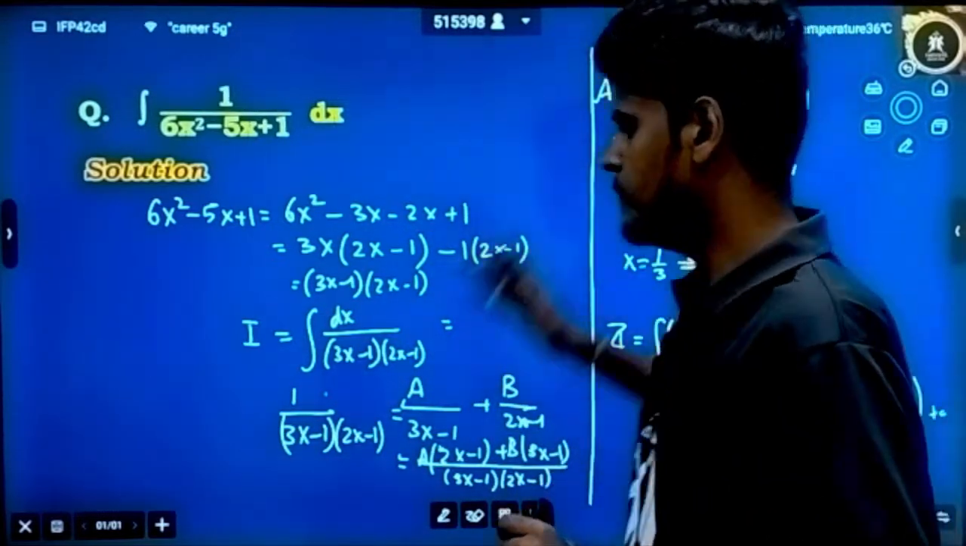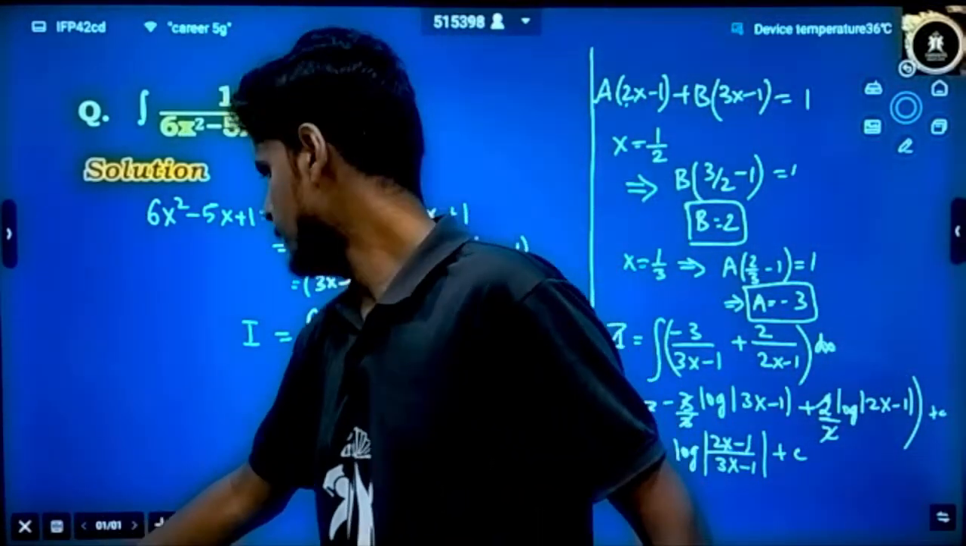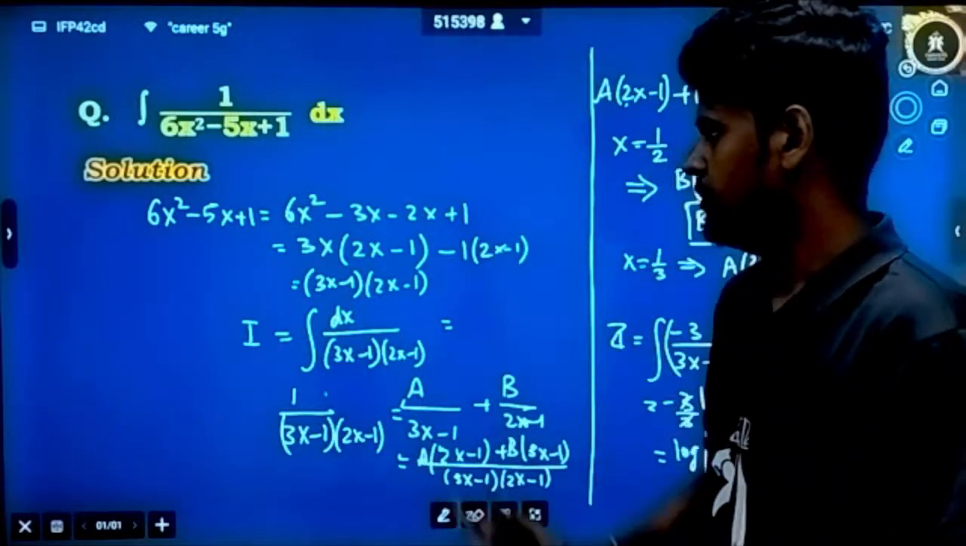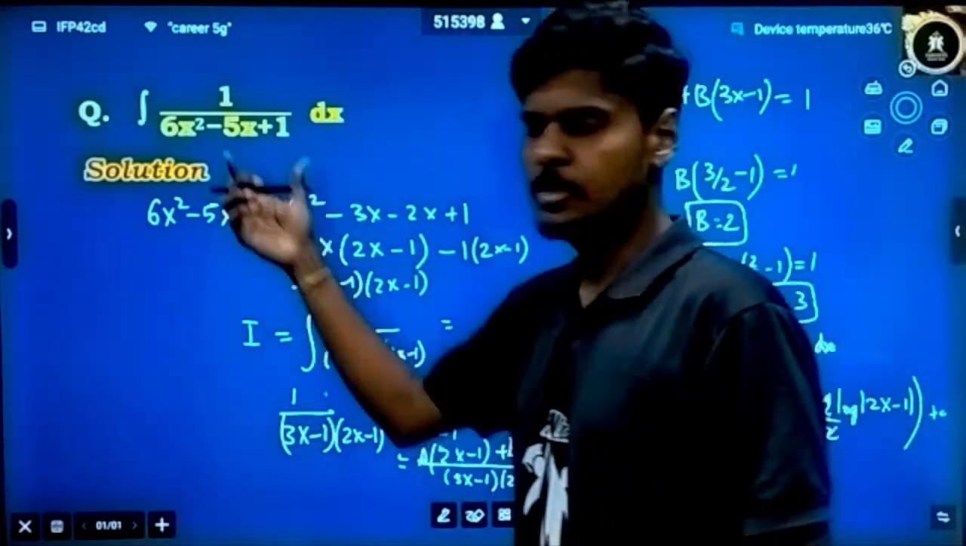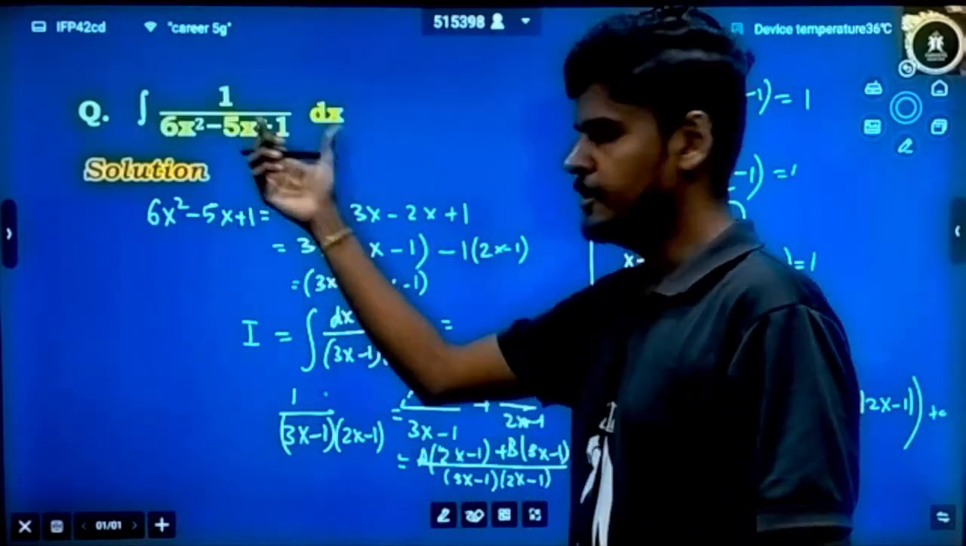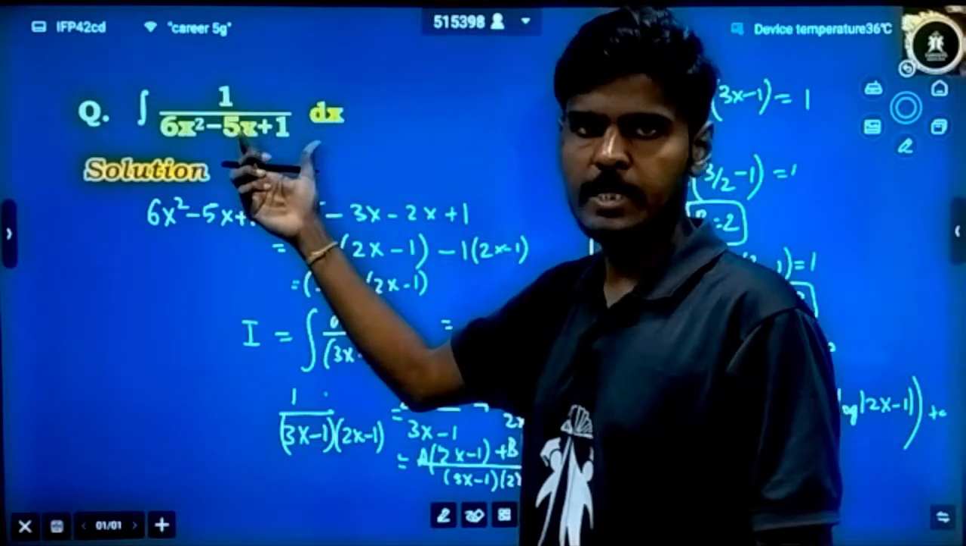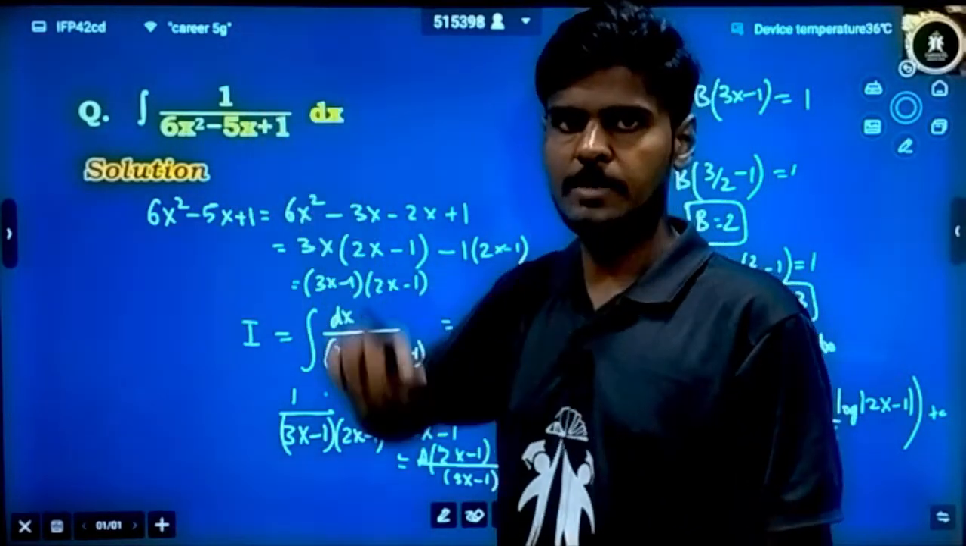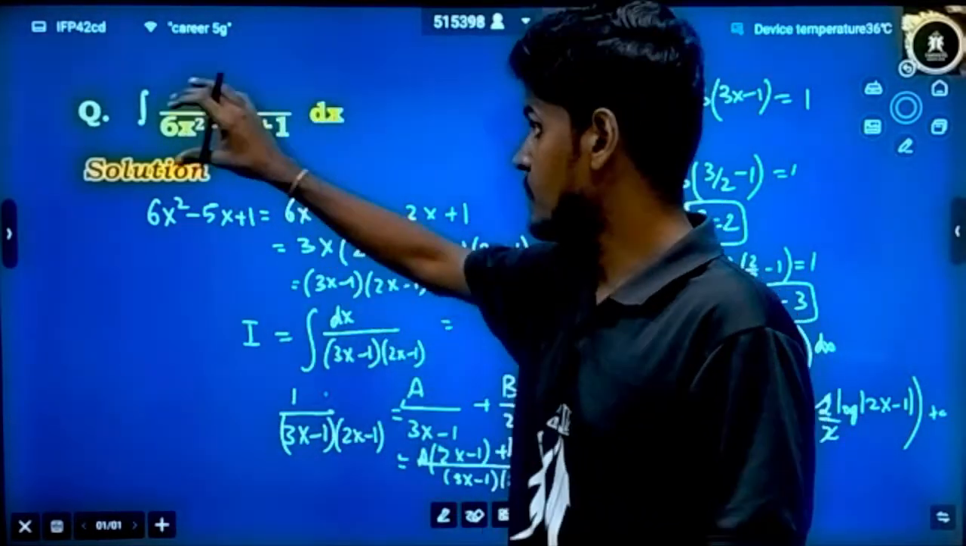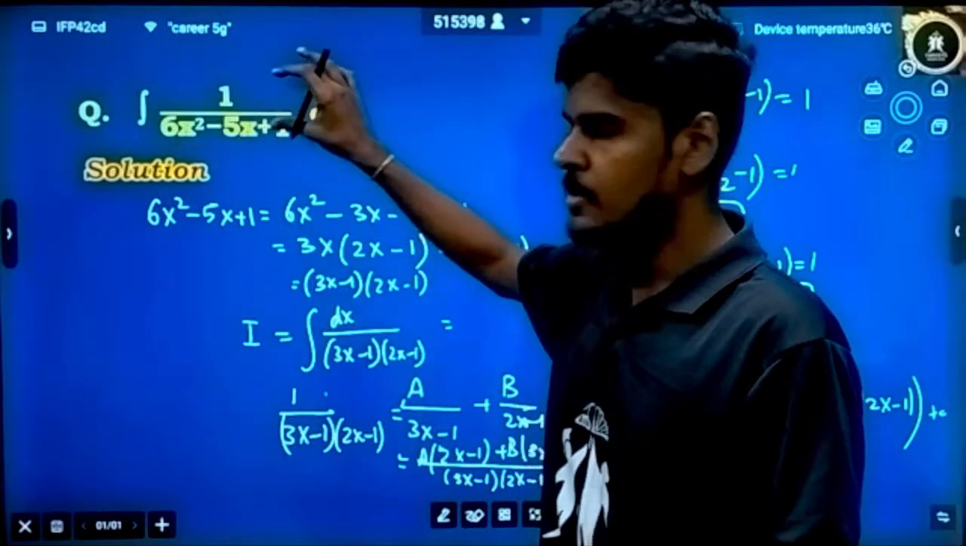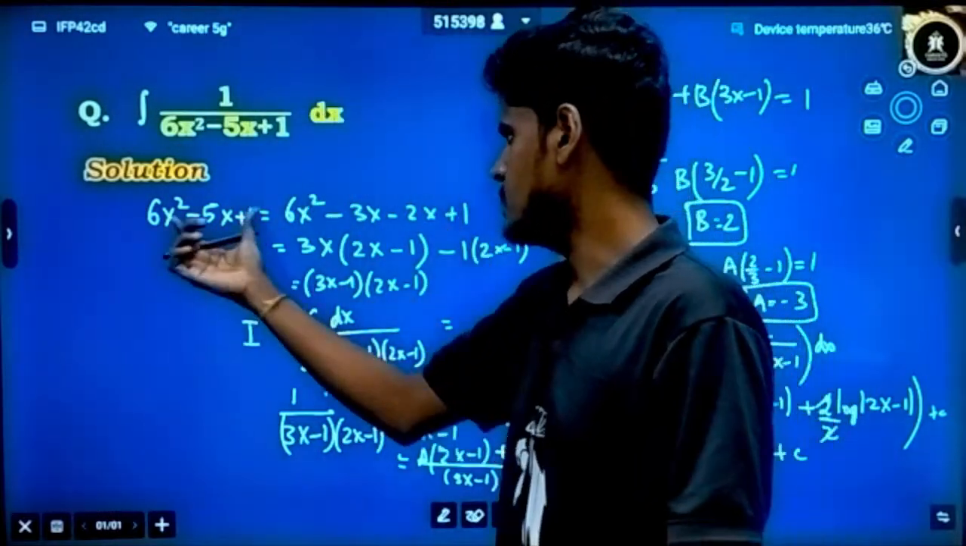We will see a few more problems related to partial fractions. First, we need to try to split this into factors, and if we cannot split into factors, then use the other method. Similarly, based on how we split, we should write the partial fraction terms.